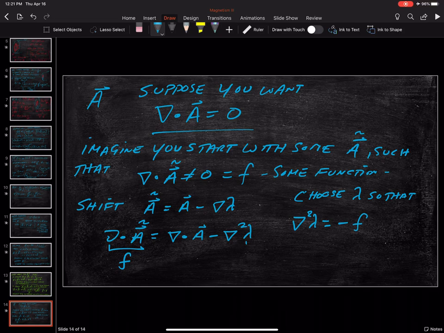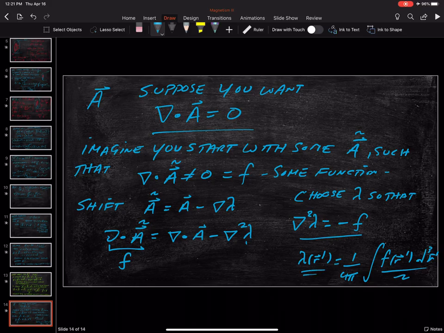Suppose I just choose that. Okay, can I do that? Well, yeah, sure. I never said what lambda was. If I choose this, then this tells me, well, hey, this is my Poisson equation yet again. So my lambda of r is 1 over 4 pi integral f of r prime d3 r prime over r. I know this solution.